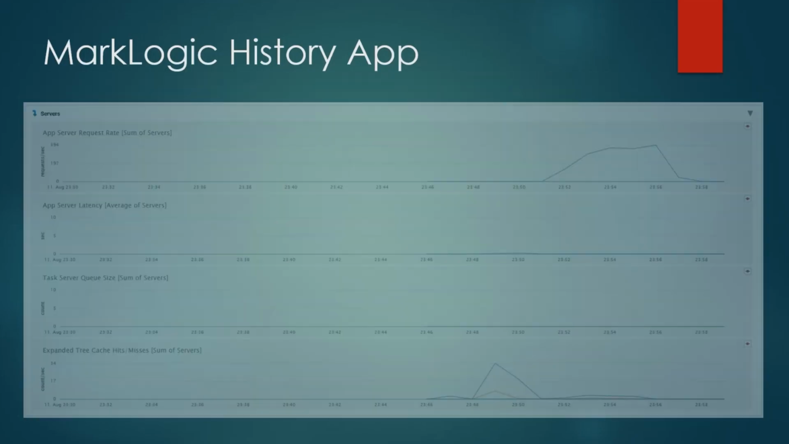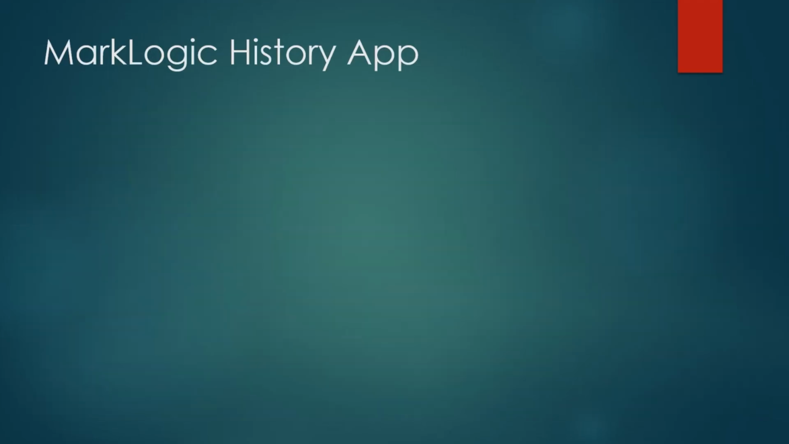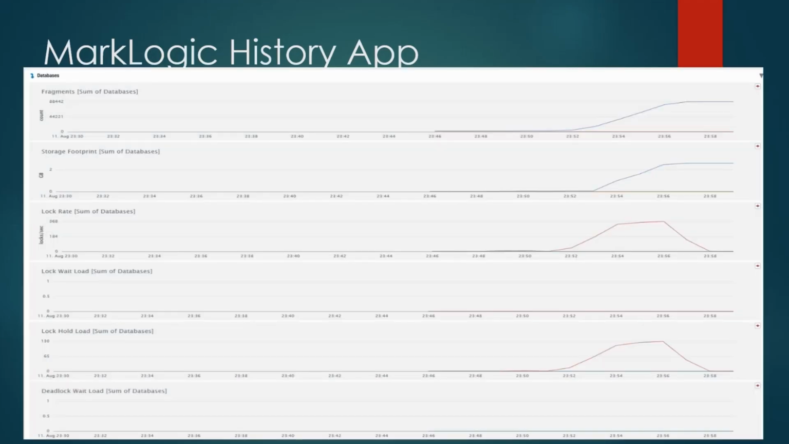As we continue scrolling down, we see that the app server request rate got a lot of requests when I kicked off this job. A lot of MLCP throwing requests at this MarkLogic app server. It goes up, levels out for a little bit, and then tails off. App server latency stays pretty low because this didn't really take long for any of those individual requests. They were fairly simple. The test server wasn't in play. I'm going to keep moving down to the part I find most interesting about the history app. So the fragments and storage footprint, predictable, right? I'm doing a data load. Of course, those are going up and staying up.